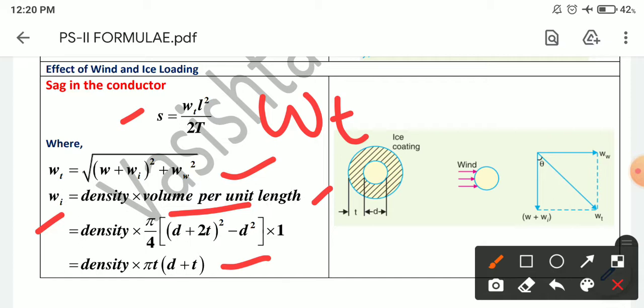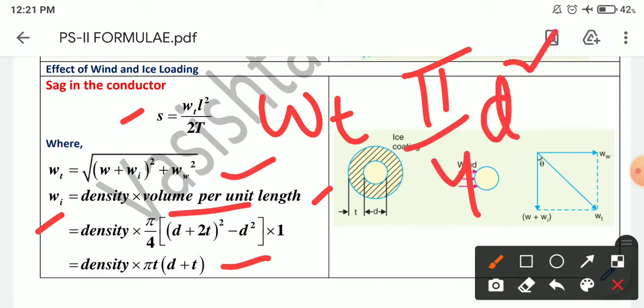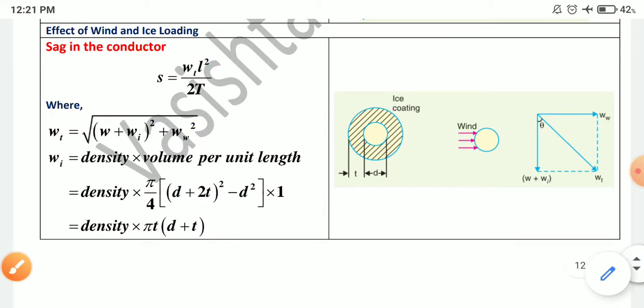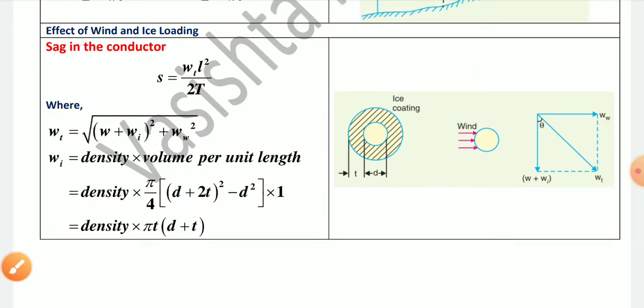So take the length value as 1. So pi by 4 into (d plus 2t) whole square minus d square. This is the area. We know that pi r square, that is pi by 4 d square, is the area, where d is the actual diameter. So d plus 2t is nothing but the total diameter, and d is nothing but the conductor diameter. Therefore, to calculate the weight of ice, we take (d plus 2t) whole square minus d square into 1. After simplification, the weight of ice is density into pi t into (d plus t).